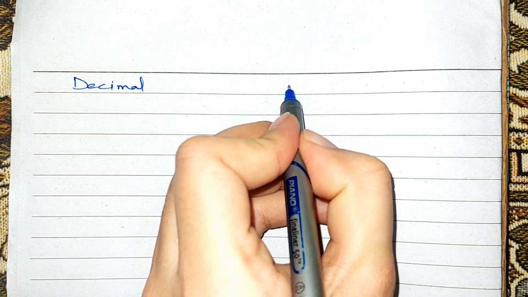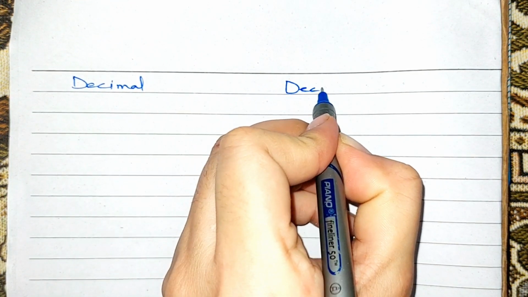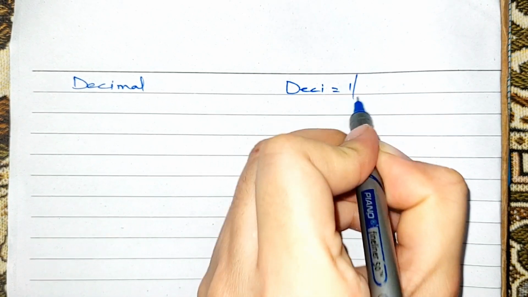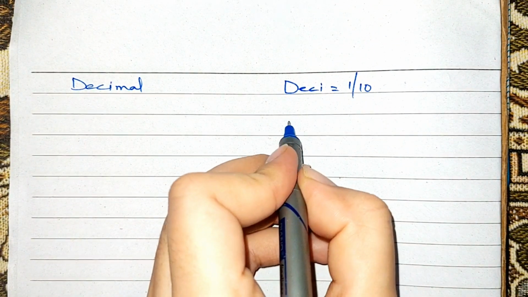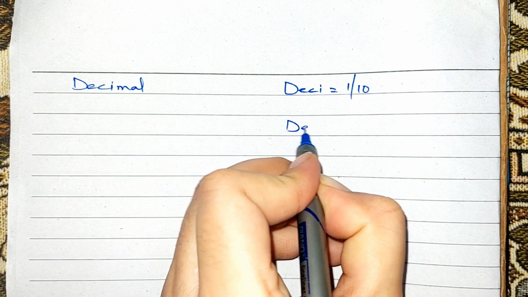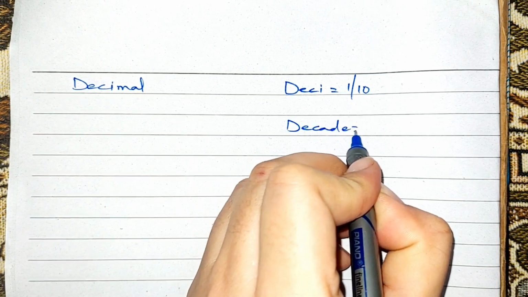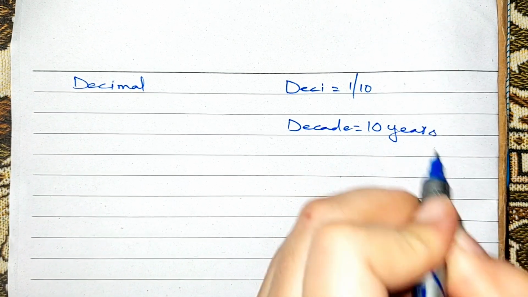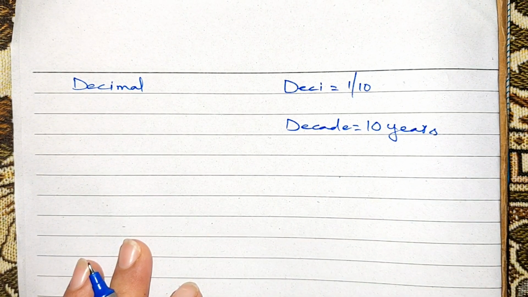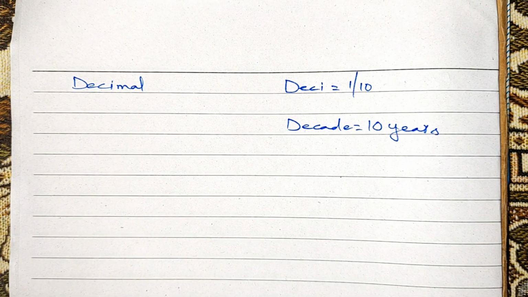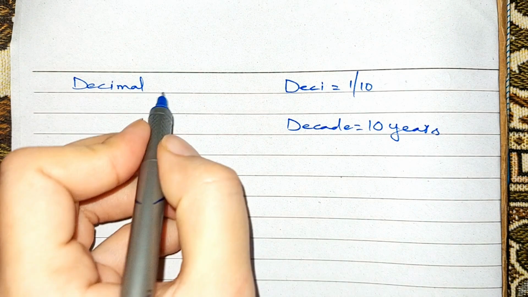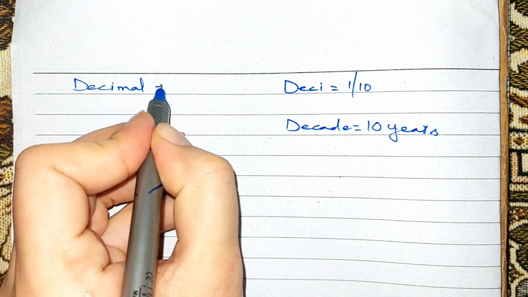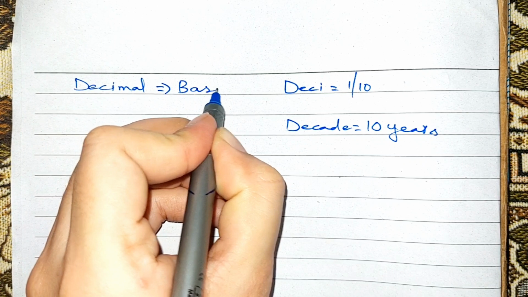So deci can be said to be 1/10 of a whole. For example, if I say decade, a decade equals 10 years. Or we can say 10 decimeters equals 1 meter. So that means deci is associated with 10, or we can say decimal number system is base 10.